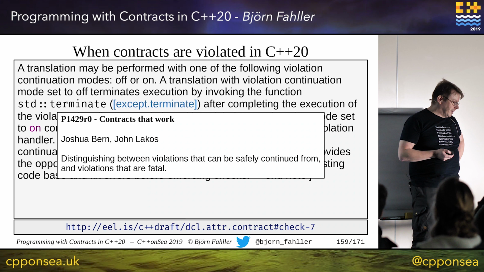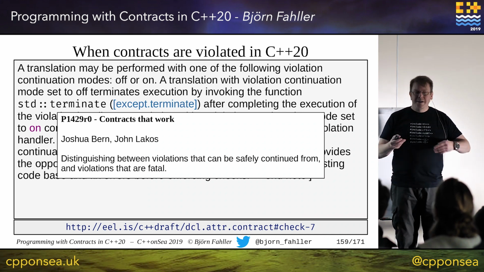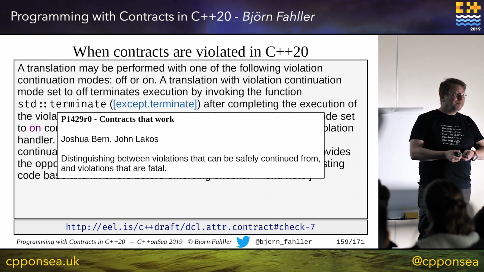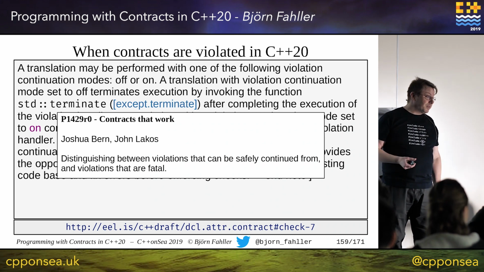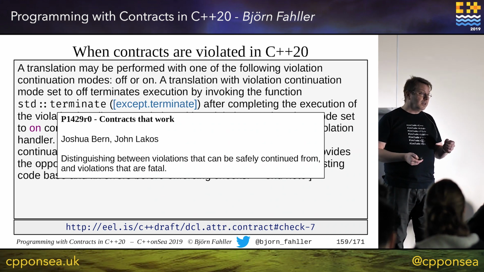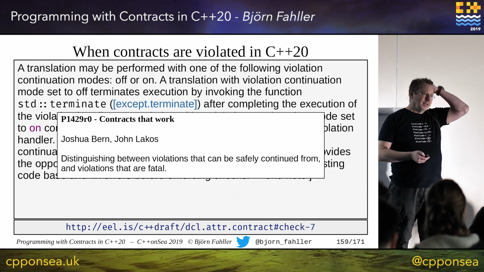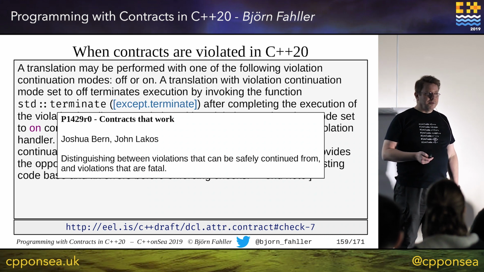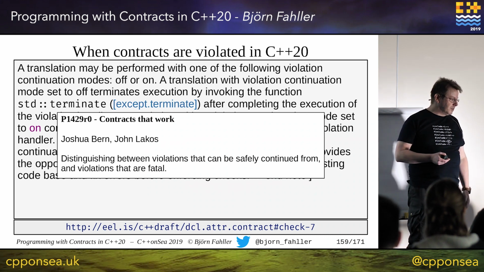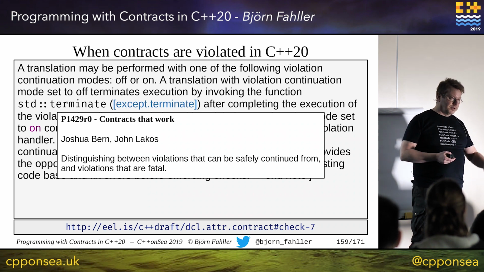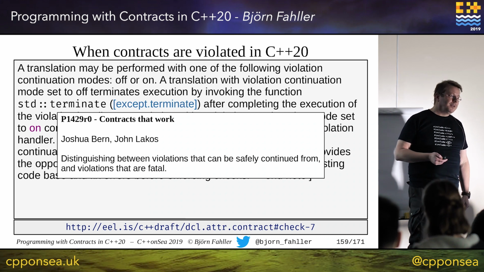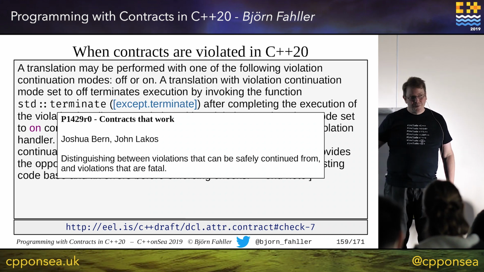There is a paper by Joshua Byrne and John Lakos saying that it may actually be a good idea to distinguish between contracts that are fatal to violate and contracts that are not. We'll see what happens with that. How do you continue? If a precondition is violated and you say continue, does it continue with the function, or does it immediately return and not execute the function? It continues execution as if the check had never been made. So it continues executing the function in a situation where the precondition was violated. So danger, Will Robinson.